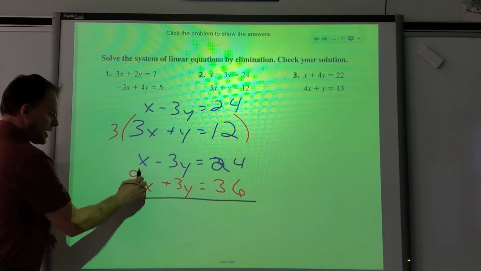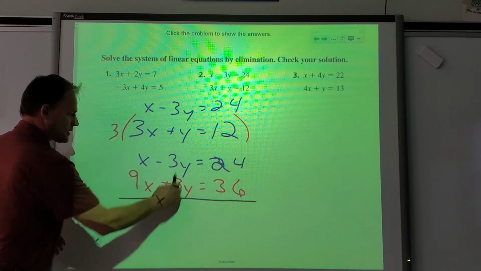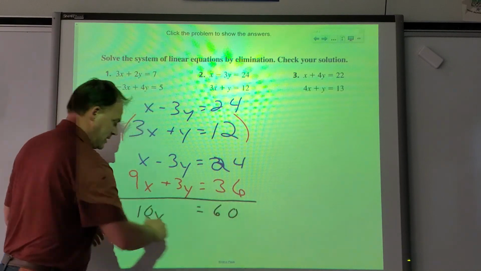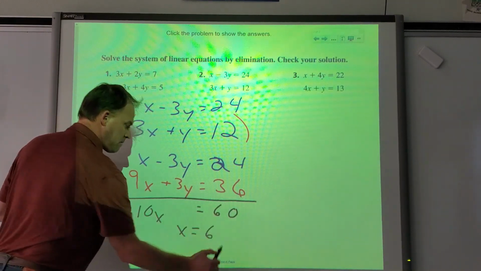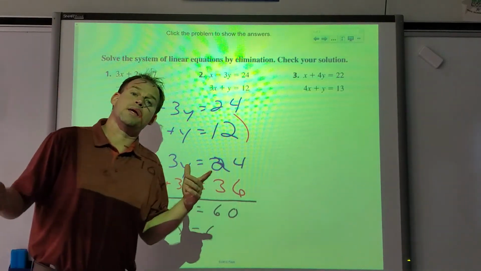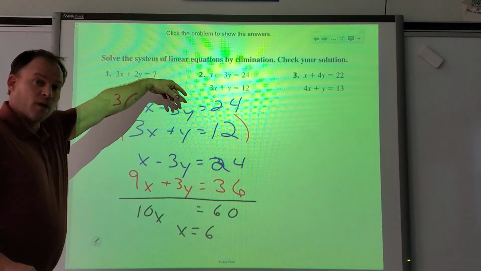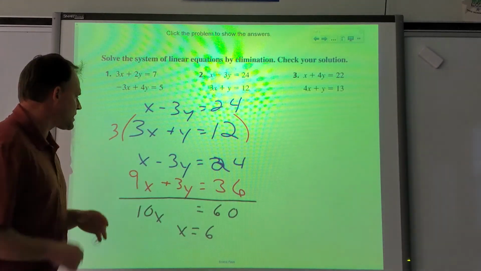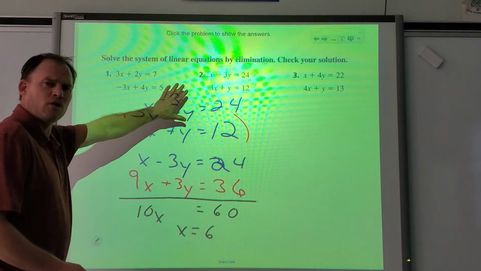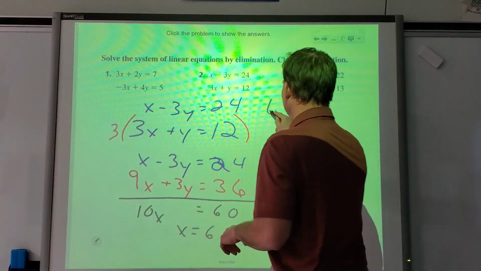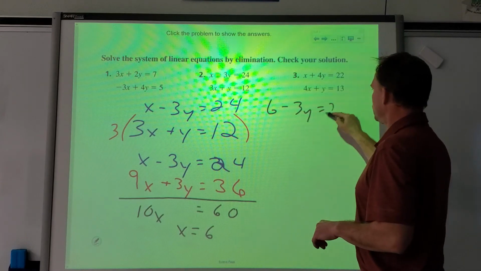add vertically. 9x and x is 10x, and the y's are 0, because I made it happen. Over here is 60. Divide. X is 6. Beautiful. Plug it back in. Where do we plug it back in? I always go back to the originals, just in case there's a mistake here. I don't want to enhance my mistakes. Also, these numbers are going to be smaller because I multiplied something here. I'm going to go back up to this top one right here. So I've got 6 minus 3y equals 24.